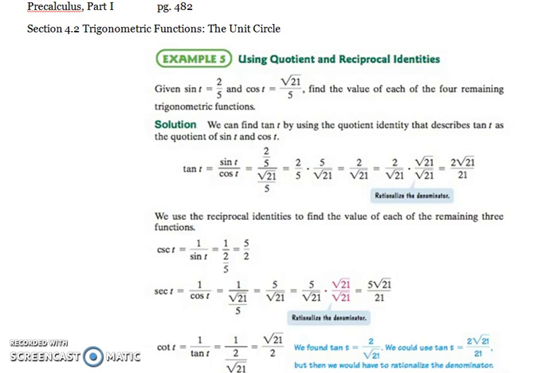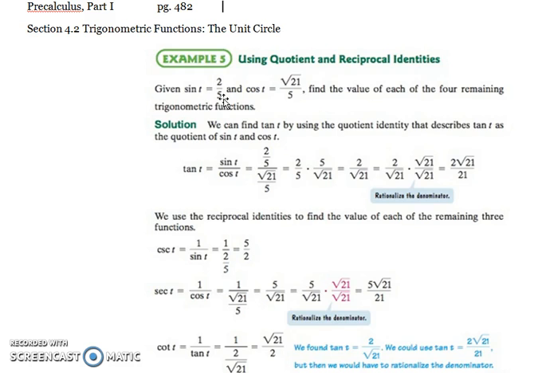This is Pre-Calculus Part 1, Section 4.2, Trig Functions, the Unit Circle, on page 482, Example 5, using quotient and reciprocal identities. Okay, the reciprocal identities are super simple. It's just the reciprocal of whatever you get for sine is going to be your cosecant. Whatever you get for cosine, the reciprocal of that's going to be your secant, etc. So basically you're flipping fractions.